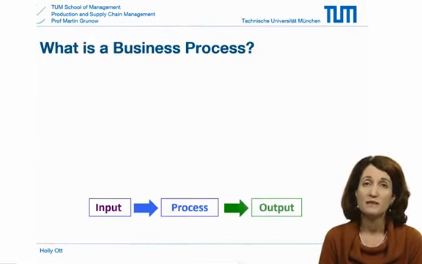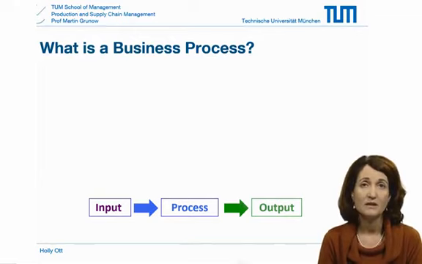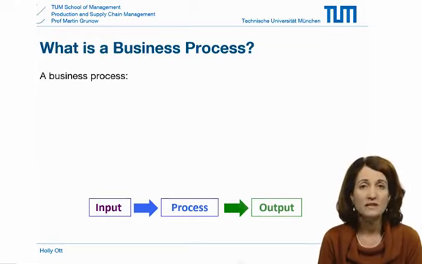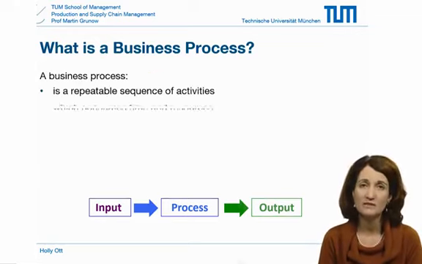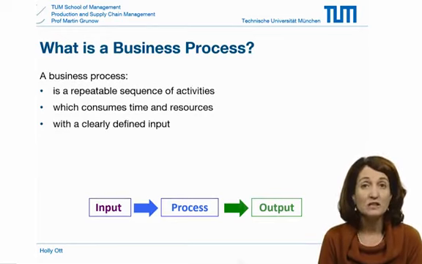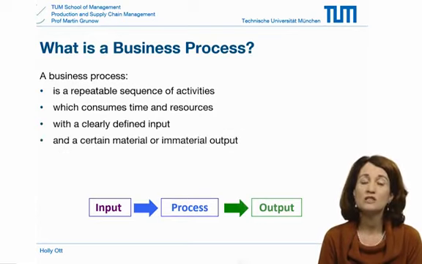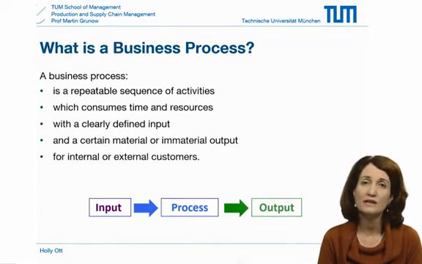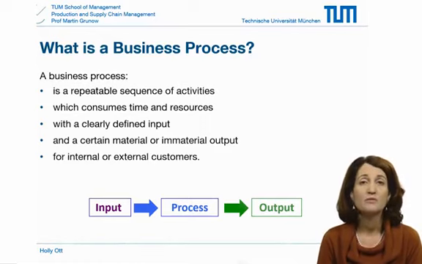But first, let's define what we mean by a business process. And here we're interested, of course, in processes for companies which will impact our business success. So a business process is a repeatable, coherent sequence of activities which consumes time and resources. It has a clearly defined input and will result in a certain material or immaterial achievement or the output for internal and external customers. And what's important here is that processes are repeated.